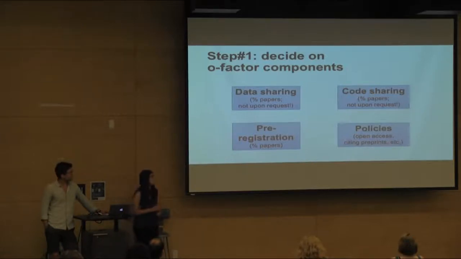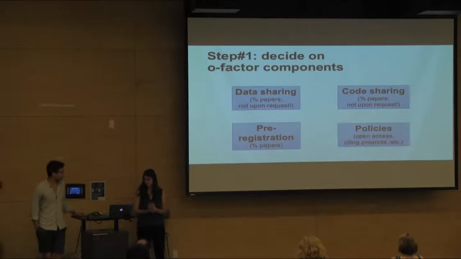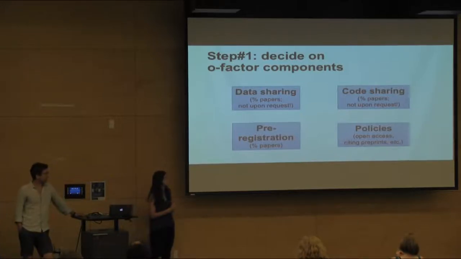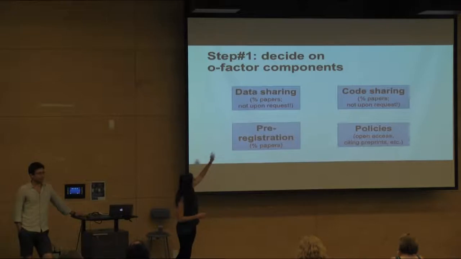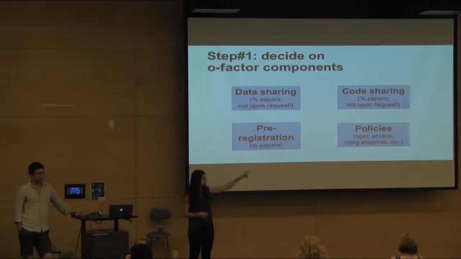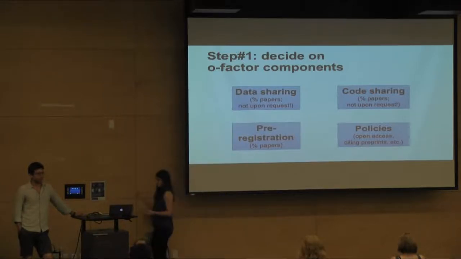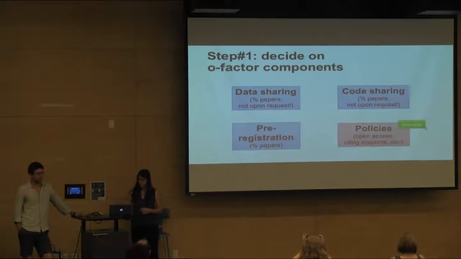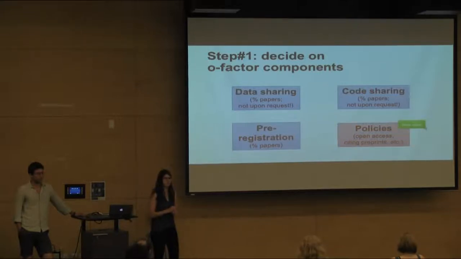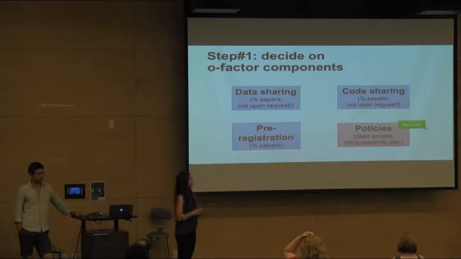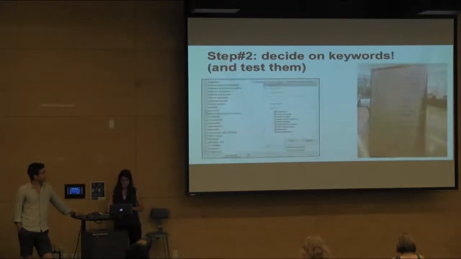So we started with thinking about which are the main components in the O factor, which components should we include. We came up with those four: sharing data, sharing code, peer participation, and policies regarding open access, citing preprints, things like this. Then we decided it would be too much to do the policies part, but it's mostly manual. So we made a new issue and didn't touch it, pretty much.